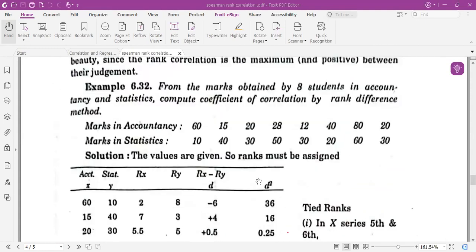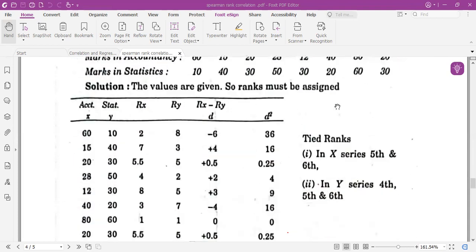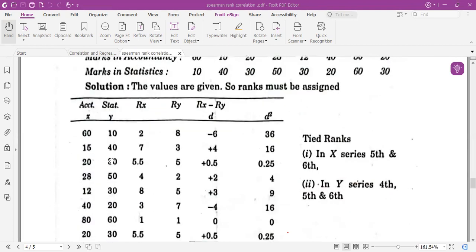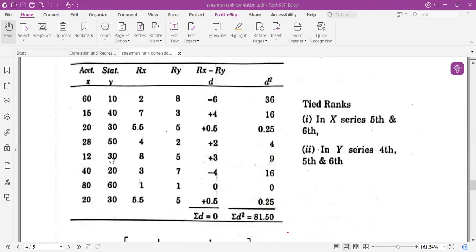So this is a problem where the values are converted into rank from the marks obtained by 8 students in accountancy and statistics. Compute the coefficient of rank correlation between the two subjects, accountancy and statistics. Now how to take ranks? Ranks should be taken like this actually. The highest thing should get the first rank.